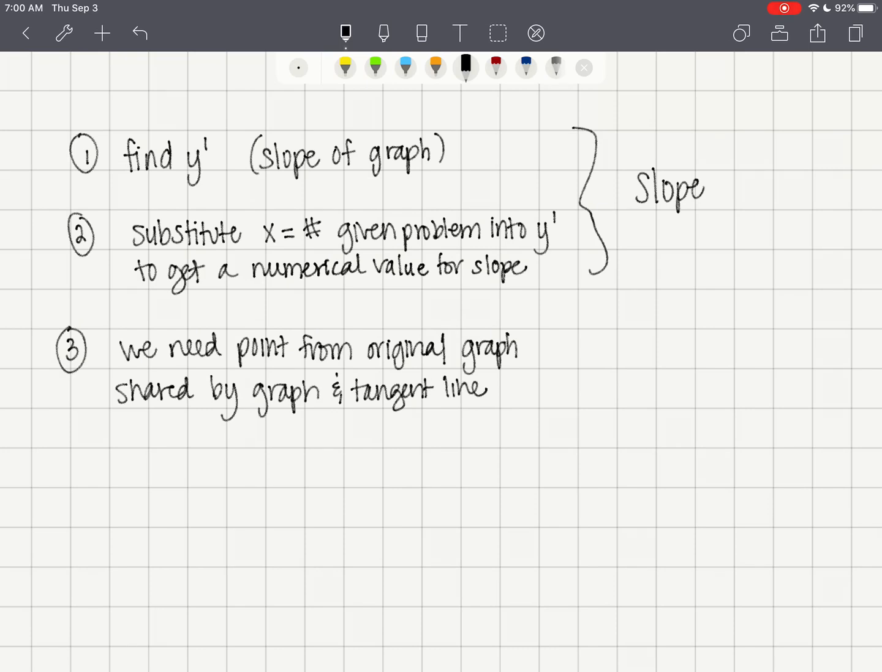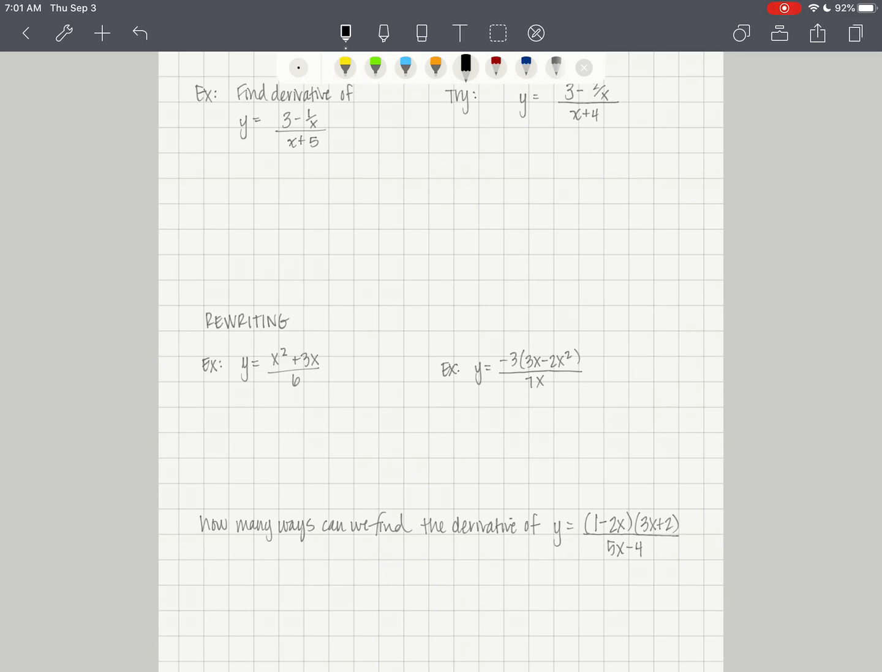The tangent line and the graph are going to have that one point where the tangent line just touches the graph and bounces off. We want that point. So it's going to be x equals that number given in the problem, and then you have to find the corresponding y value. Sometimes they give you the ordered pair, and sometimes they just give you the x value, and then you have to find that y value. And then you got it. Hopefully these steps will be very helpful for you.